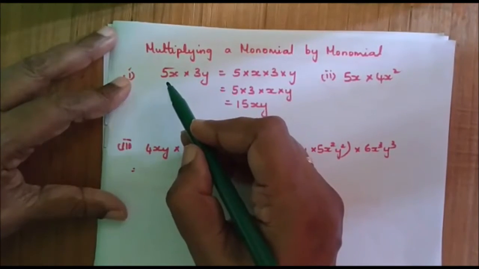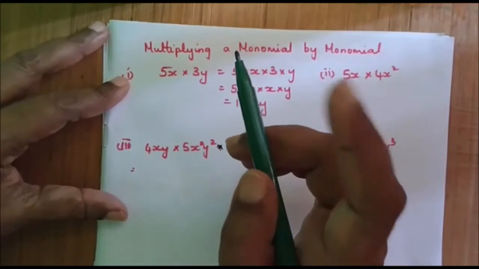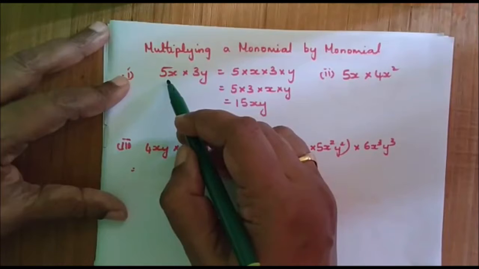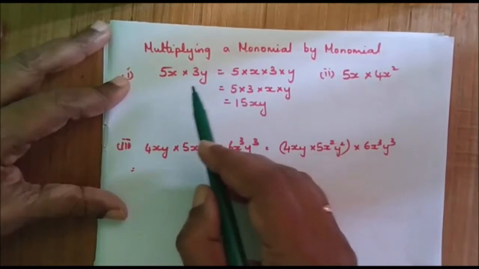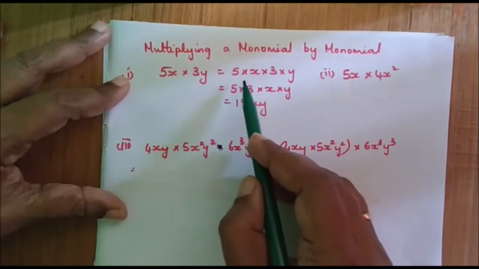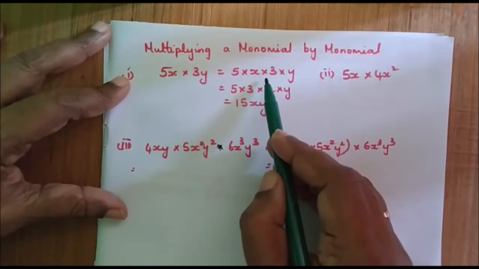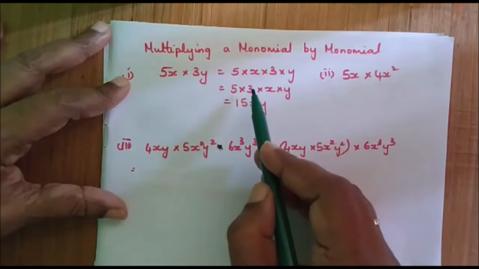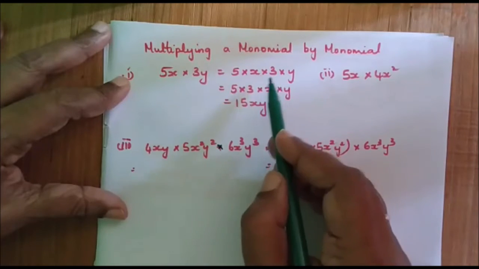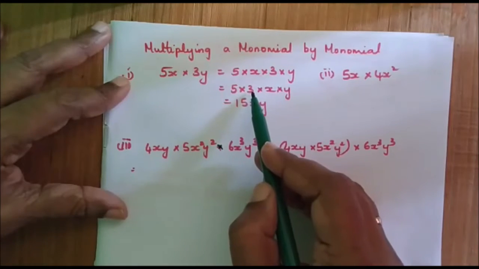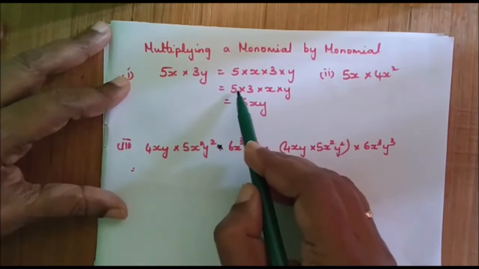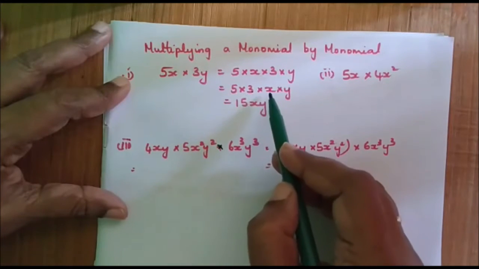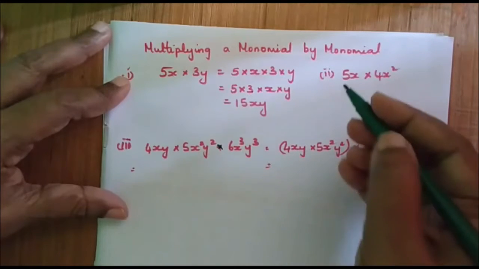What is a monomial? A monomial is a single term. So, multiplying a single term 5x by 3y. How do we write it? First, 5x can be written as 5 into x, that into 3 into y. Now let us group together the constants, 5 into 3, and the variables as x into y. So what is 5 into 3? It is 15. X into y is xy.